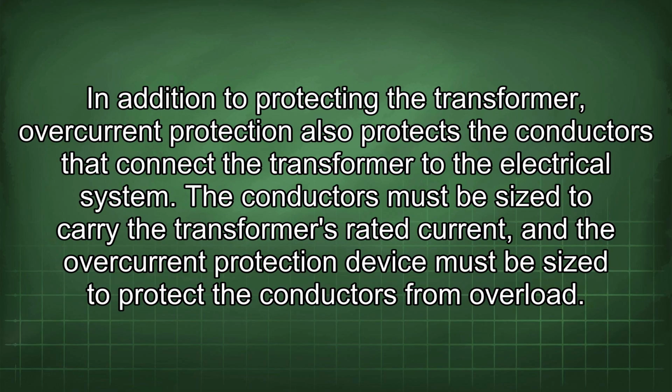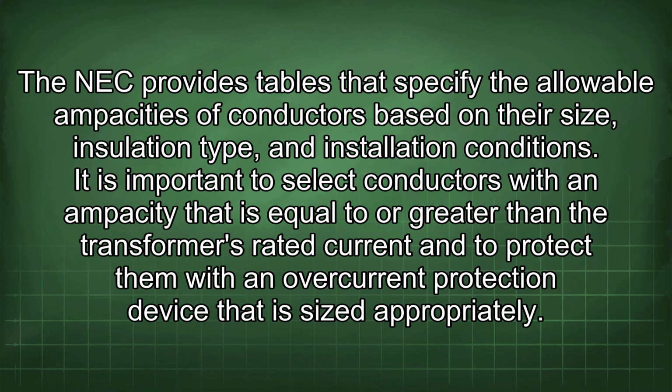current. In addition to protecting the transformer, overcurrent protection also protects the conductors that connect the transformer to the electrical system. The conductors must be sized to carry the transformer's rated current, and the overcurrent protection device must be sized to protect the conductors from overload. The NEC provides tables that specify the allowable ampacities of conductors based on their size, insulation type, and installation conditions. It is important to select conductors with an ampacity that is equal to or greater than the transformer's rated current and to protect them with an overcurrent protection device that is sized appropriately.